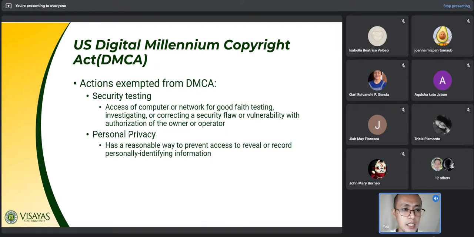And then lastly class is for personal privacy. In personal privacy class, you have here a reasonable way to prevent access or to reveal record of personally identifying information. So that's exempted for DMCA.